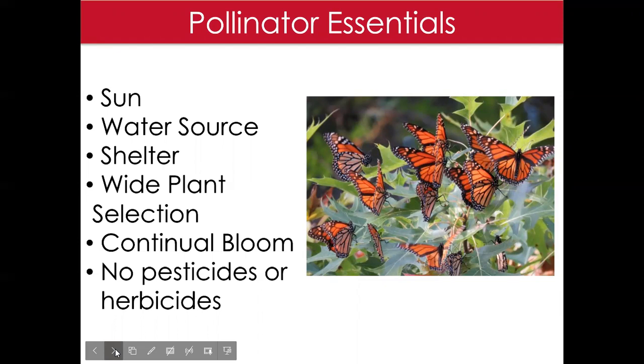You're going to need a sunny place. You're going to need a water source for them, just like we need water to live, they need water. They're going to need a place for shelter, and of course, you're going to want a variety of different plants, not just one or two types of plants. Then you want to plan out how your blooms are going to do throughout the year. So not just having things blooming in the spring and the summer, but you want continual bloom sources. And especially in this area of your landscape, you don't want to use any pesticides or herbicides.